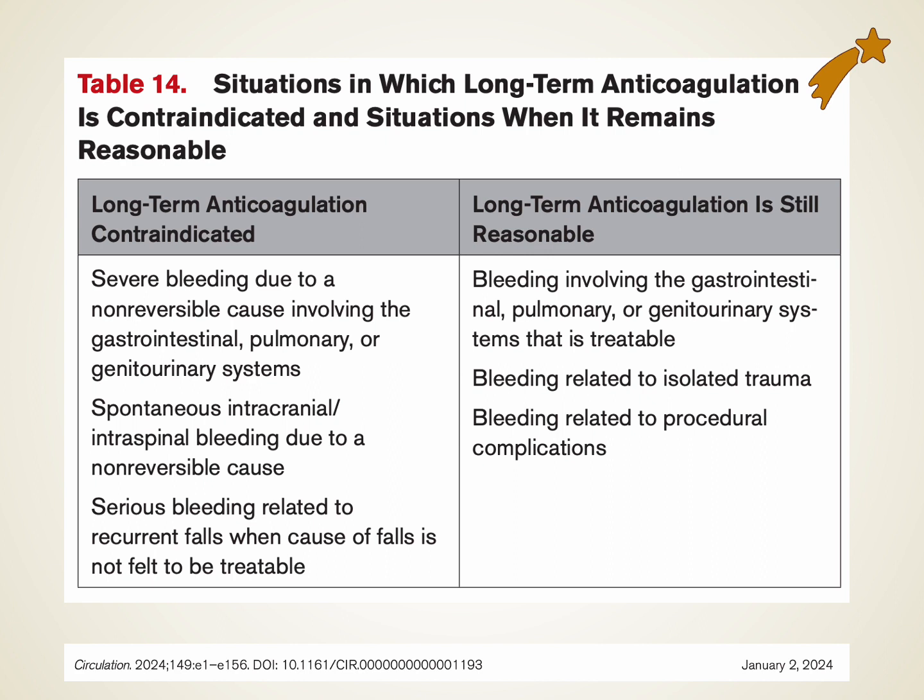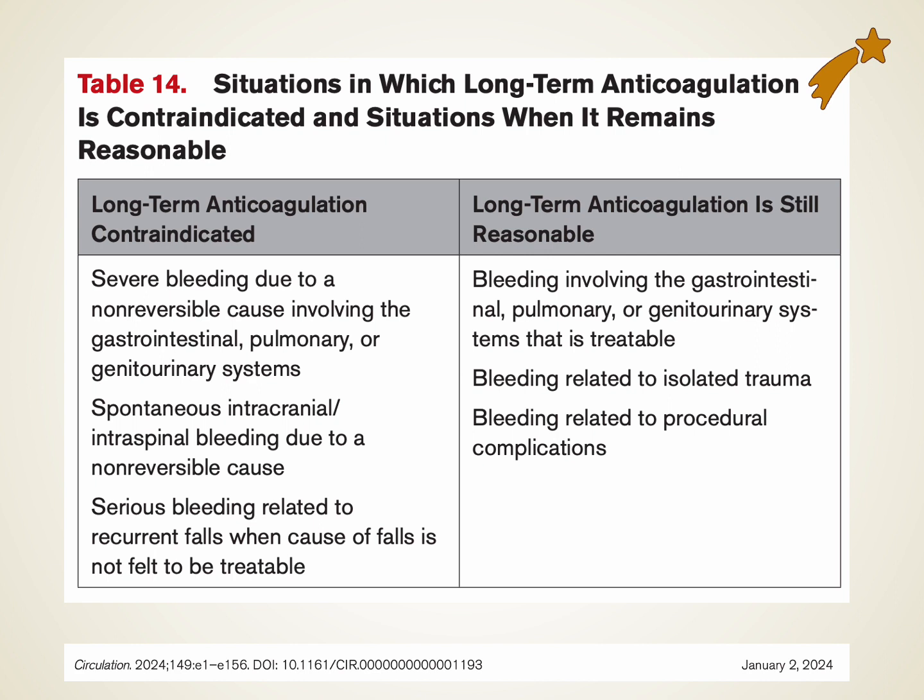There are considerations, I think, that you want to always be thinking about: the risk and the benefit of anticoagulation long term. So long-term anticoagulation is considered contraindicated in individuals who have a severe bleed due to a non-reversible cause, such as intracranial bleeds, which are always considered really serious, or other serious bleeds related to recurrent falls when the falls risk is still persistent. Long-term anticoagulation, though, might be more reasonable in certain bleeding circumstances where you can treat that bleeding concern. For example, a GI bleed.